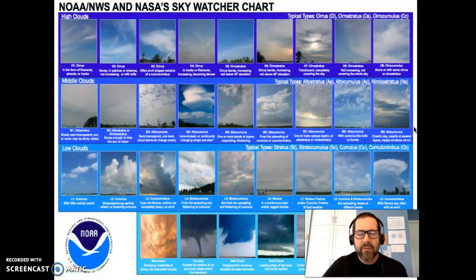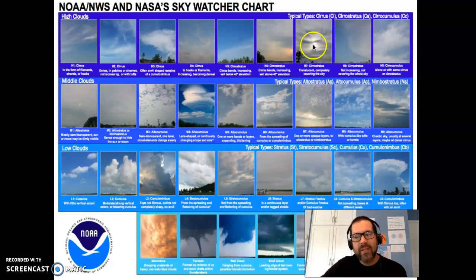This is one of my favorite resources. It is the NOAA, National Weather Service, and NASA's Skywatcher chart. And you can see here, we've got in the top row our high clouds, the middle row, our mid-level clouds. And in the second to last row, I guess, would be our low clouds. The ones on the bottom row there are considered more of the special type clouds.